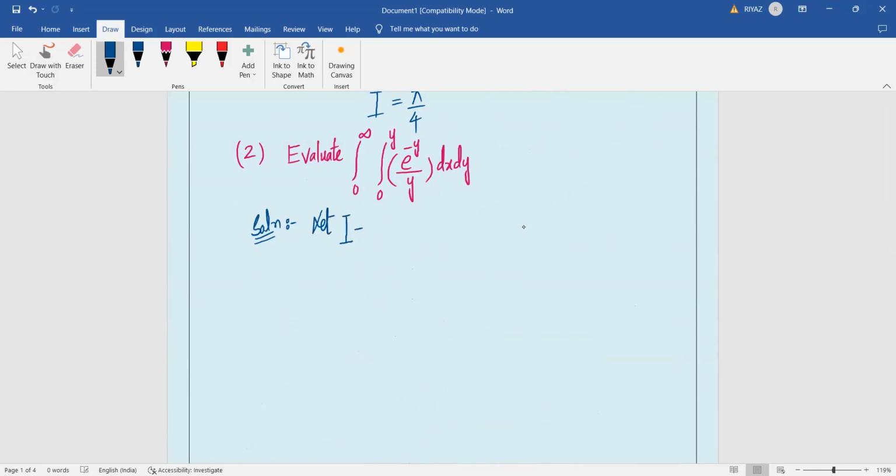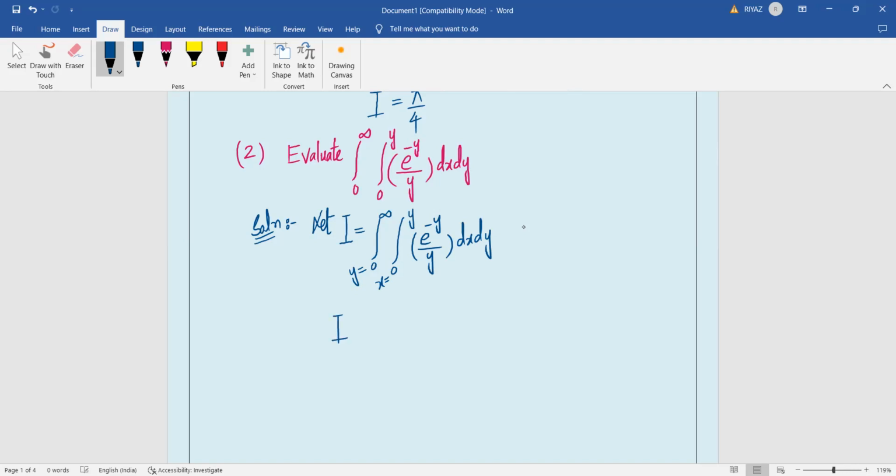I is equal to integral 0 to infinity, this is 0 to y, e power minus y by y, dx dy. Now we have to decide which one is the limits of x and which one is the limits of y. The second limit is in terms of y, so definitely it is the x limits, and the other is the y limits. It means we have to integrate our function with respect to x only.